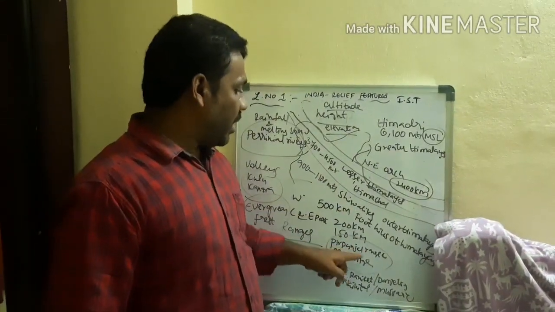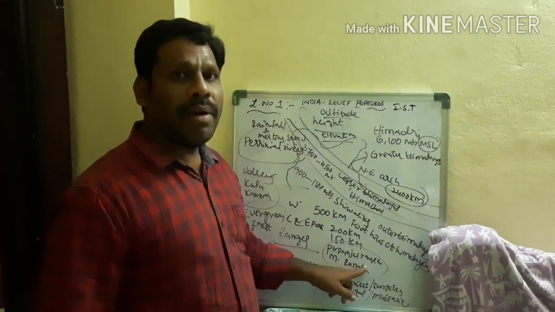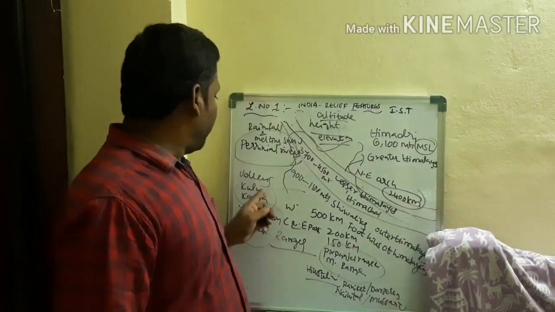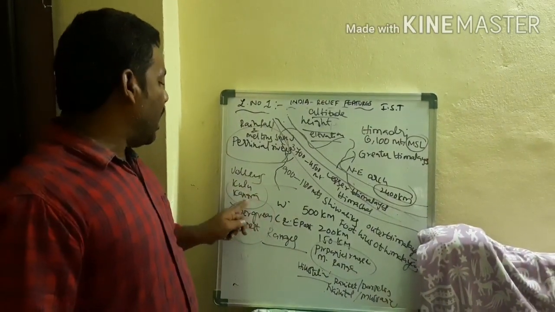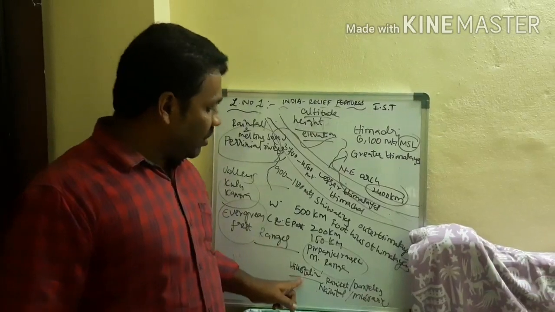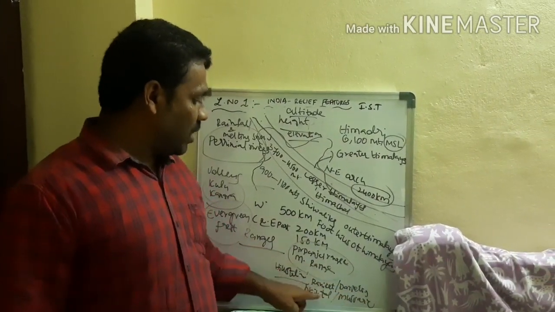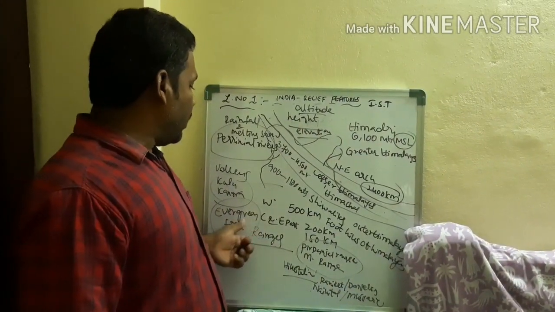Here we can find ranges, Pir Panjal range and Mahabharat range. And here we can find a few valleys like Kulu Manali and Kangra valleys. And here we can find a few hill stations, Ranikhet, Darjeeling and Mussoorie, Nainital, etc. Here it is covered with evergreen forest.